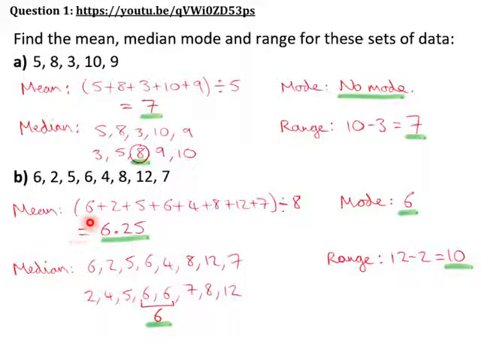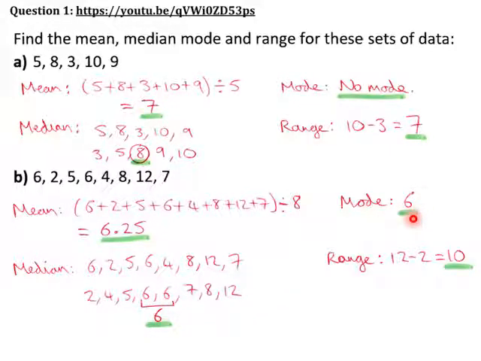Part B then, again, mean, add your numbers together, divide by how many numbers there are. So 6.25, you don't need to round at that point, leaving it as a decimal is fine. Again, ordering your numbers and finding the centre. So this time, because there's an even number of data, then our median is those two numbers there, which is both 6. So normally you'd find halfway between those two numbers, but that would just be 6 there.